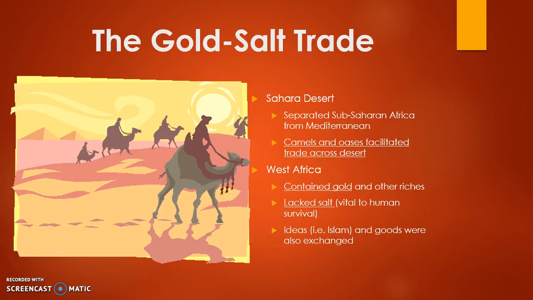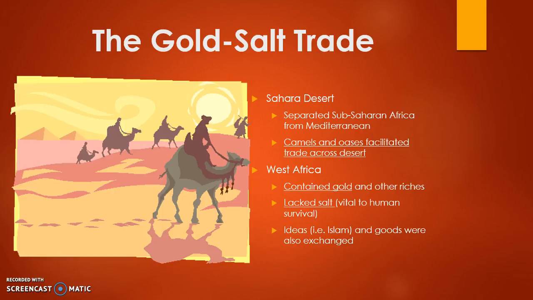So West Africa is very rich in gold and other minerals and natural resources. And then you have the fact that they don't have salt, which is found in other parts of the continent, and it's essential for their survival because salt is used not only to season food but also to preserve it and keep it fresh for them to eat. So they're going to trade their gold and their other riches for salt because they need it in their civilization.